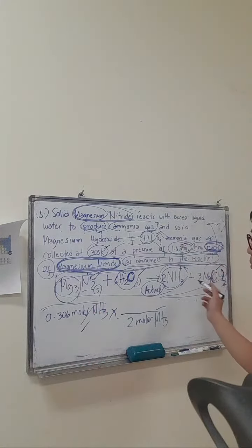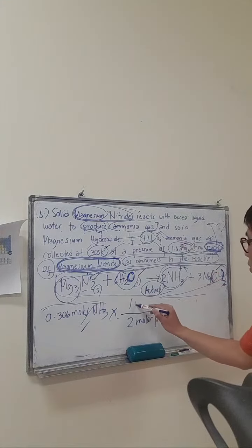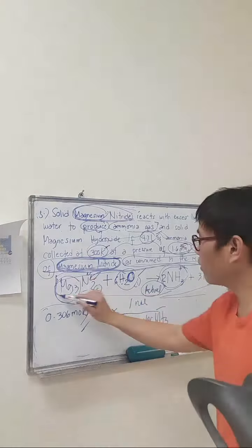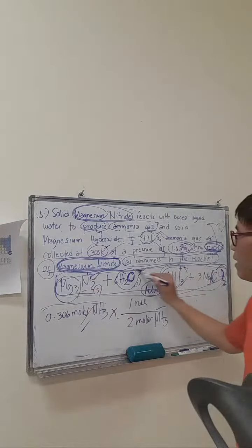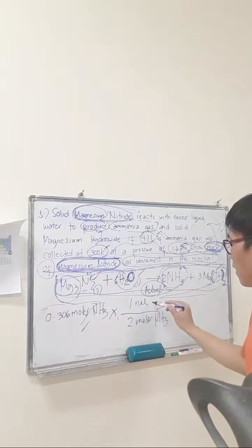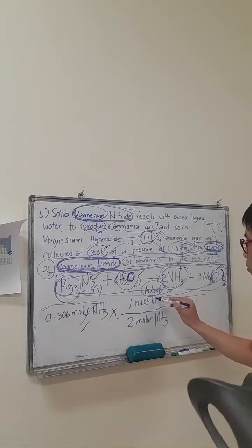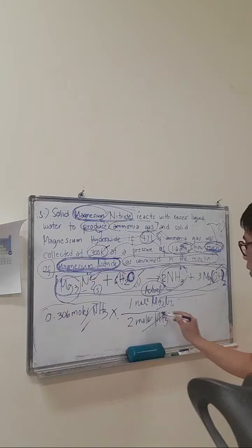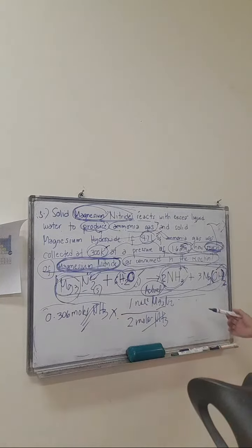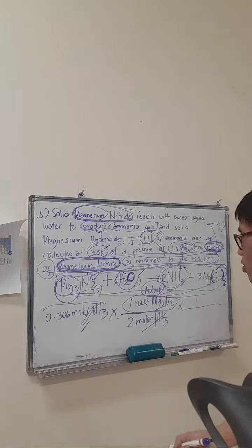What is the number of moles of magnesium nitride in the chemical reaction? So 1 mole. Look at the chemical reaction. 1 mole of magnesium nitride. So cancel the ammonia. That's the time we have now the 1 mole of magnesium nitride. And this is the time we will use the molecular weight of magnesium nitride. How much is it, guys?